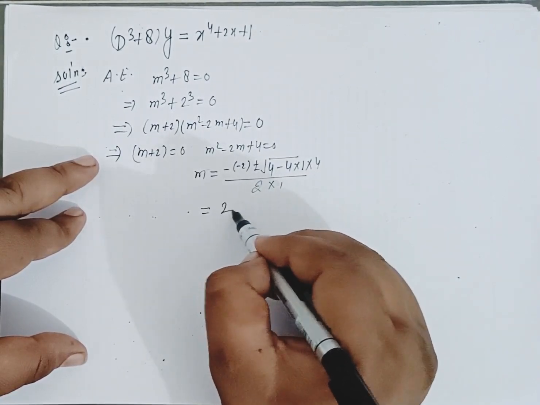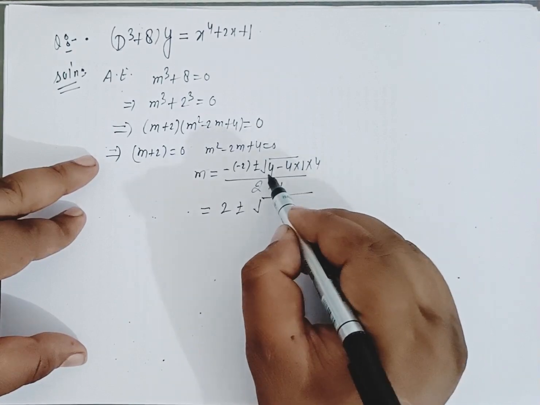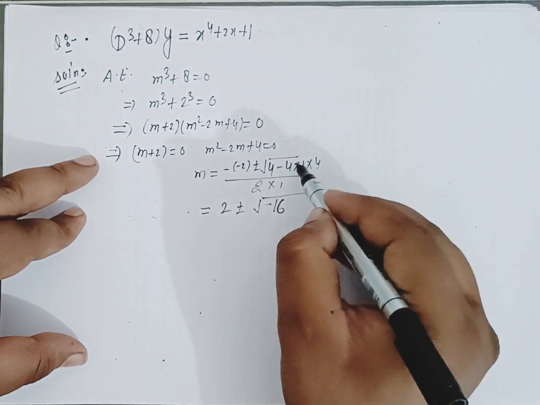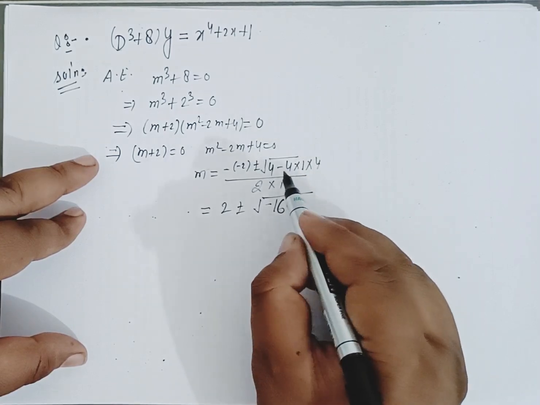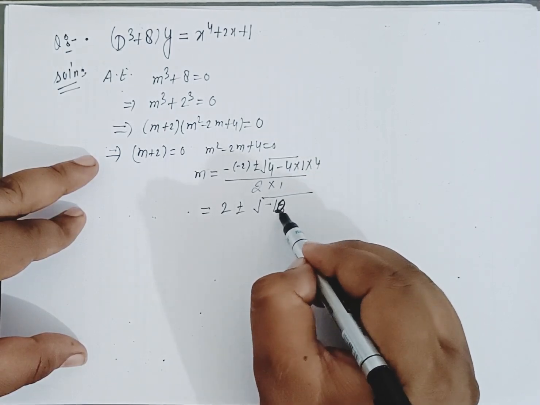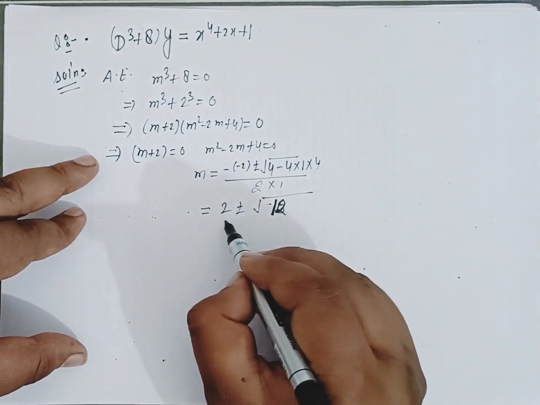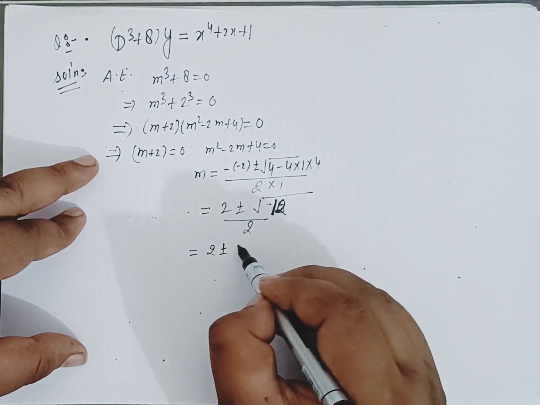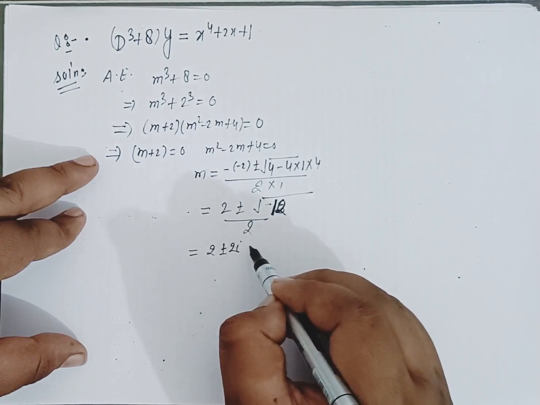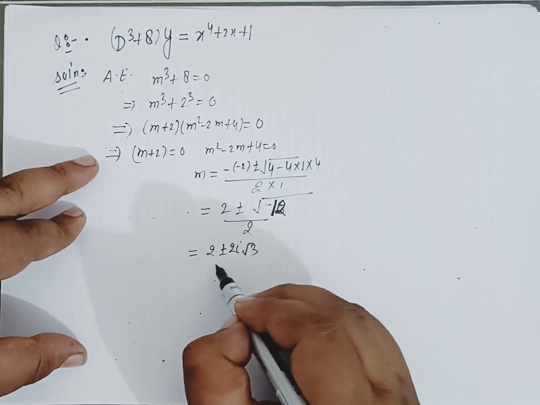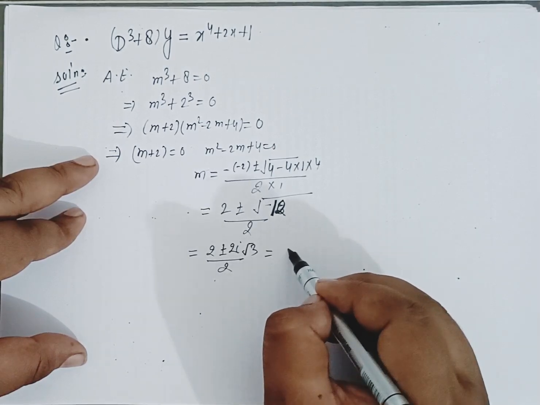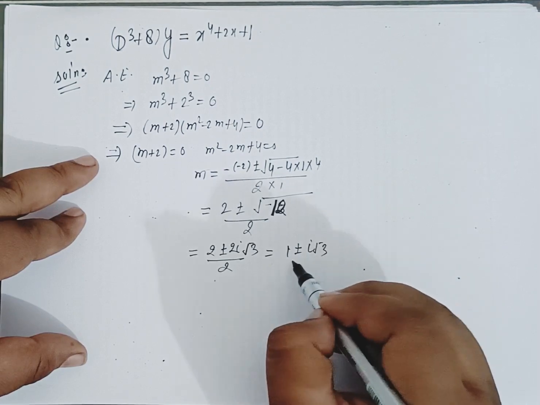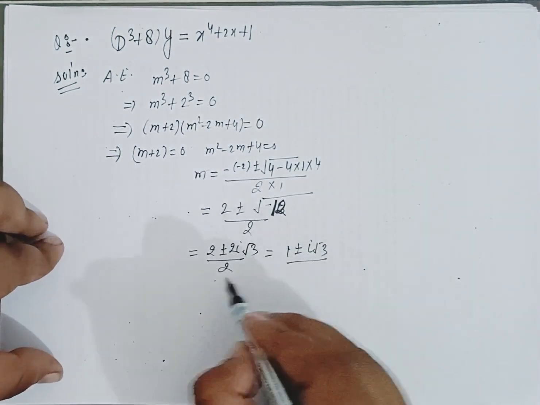So you can write here 2 plus minus square root of 4 minus 16, that is minus 12, divided by 2. So you can write 2 plus minus iota 2 square root 3 divided by 2, or you can write it as 1 plus minus iota root 3, which is the complex conjugate root.